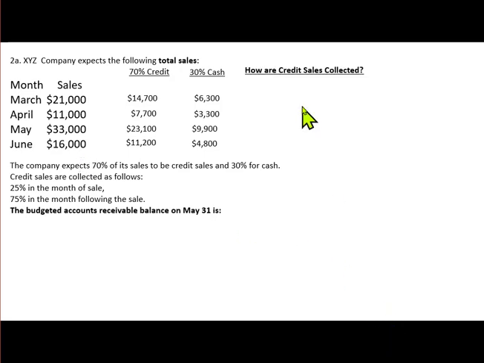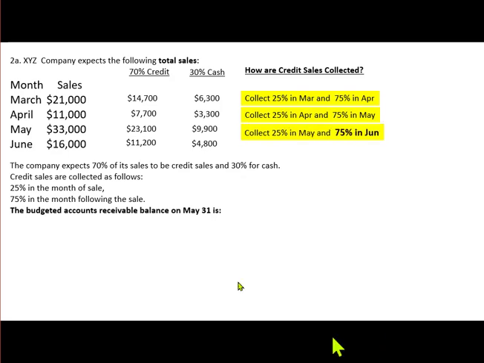So how are credit sales collected? Well, they tell us that, for example, in March, we'll collect 25% of the credit sales, which is this number right here, 14.7. We'll collect 25% in March and 75% in April, the month following. Same thing for April: 25% of those credit sales will be collected in April and 75% in May. And then for May, 25% in May, 75% in June. That's what's highlighted right here, and it's important to keep in mind: the 75% of May's sales collected in June.